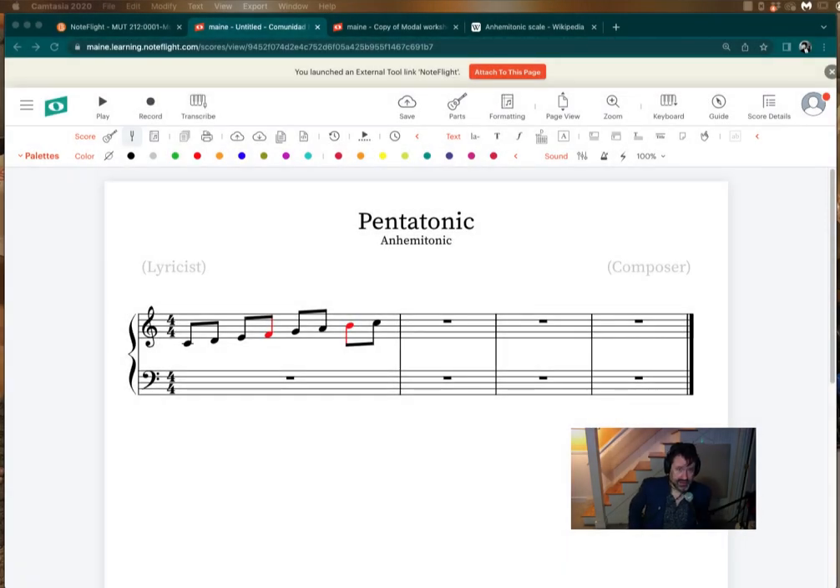Let's have a quick talk about the pentatonic scale. Pentatonic really means 5 tones, and any 5-tone scale could be considered pentatonic. But when people talk about the pentatonic, at least in a Western context, we're often talking about the anhemitonic pentatonic scale, which is a fancy way of saying it has no half steps.